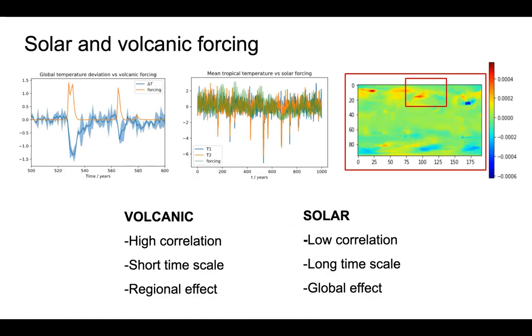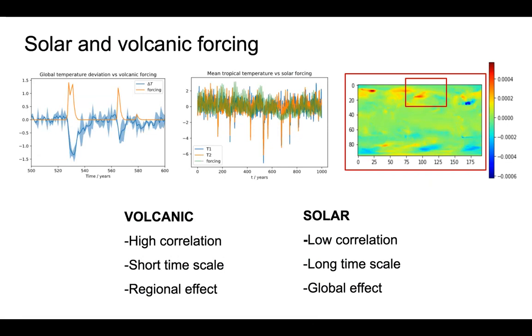So here you can see on the left-hand side, the plot is the globally averaged temperature, blue line, and the volcanic forcing, orange line, as a function of time. And you can clearly see the correlation of the two. You can also see that the time scale of the simulation response to the forcing is also very short. So we have short time scales and the high correlation.